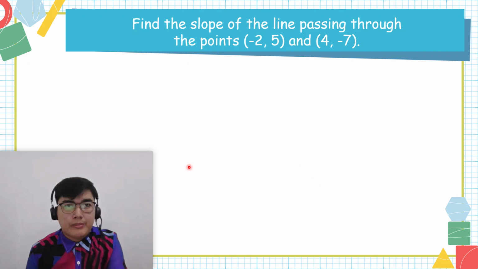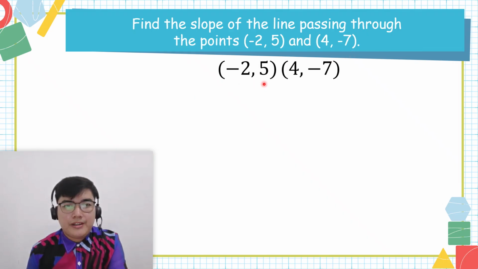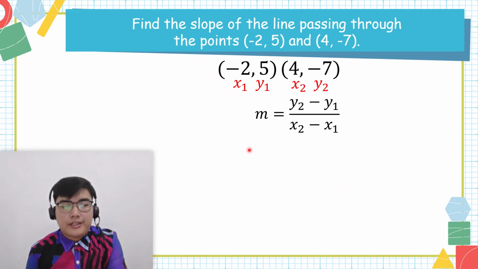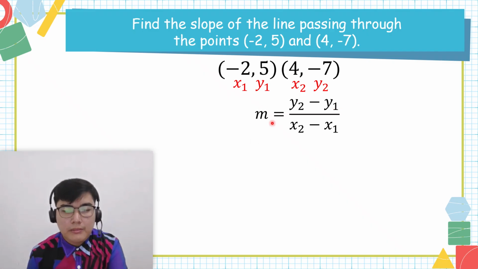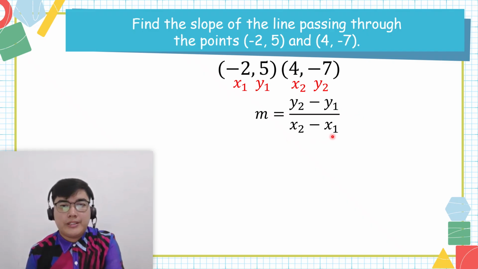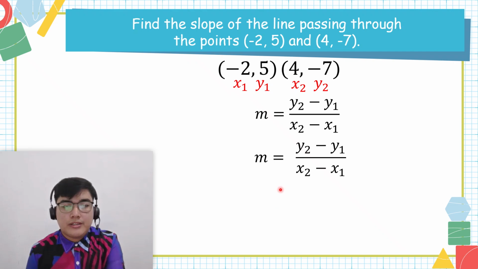Let's answer this problem. Find the slope of the line passing through the points (negative 2, 5) and (4, negative 7). As you can see, our given involves negative integers. We have negative 2, let's represent this as x sub 1, then y sub 1, x sub 2, y sub 2. Our formula to get the slope of a line given two points is m equals y sub 2 minus y sub 1 over x sub 2 minus x sub 1. Let us now substitute the given values.